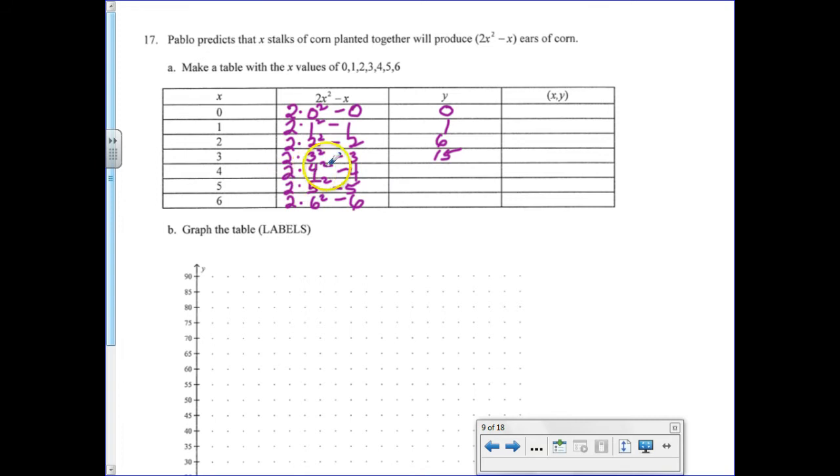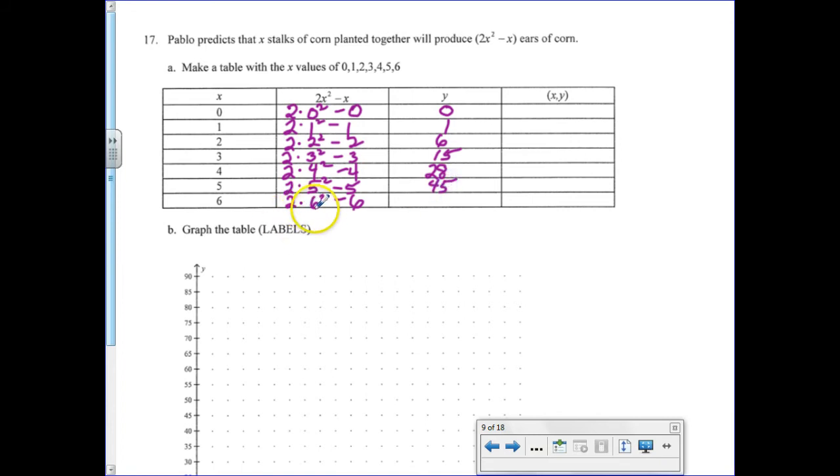2 times 4 squared. 4 squared is 16. So 2 times 16 is 32. 32 minus 4 is 28. Remember, we always do the exponent first. Please excuse my dear Aunt Sally. Exponents first. 5 squared is 25. 2 times 25 is 50. 50 minus 5 is 45.